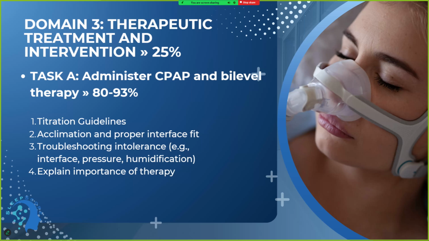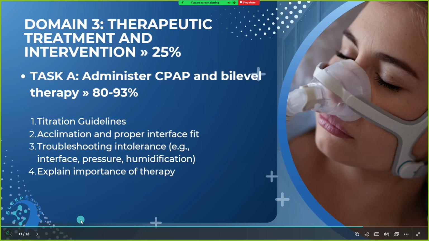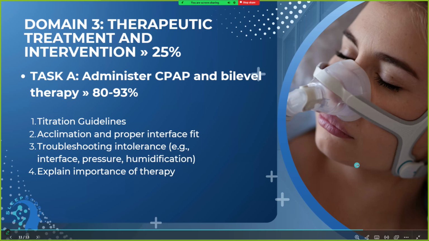So Task A, therapeutic means treatment. You see here in the picture, she's using the CPAP machine, CPAP mask. This is called therapeutic. Therapeutic means the treatment, what kind of treatment you're giving, how to administer CPAP. Task A says administer CPAP and bilevel therapy, and this word therapeutic came from therapy. So therapeutic treatment and intervention.